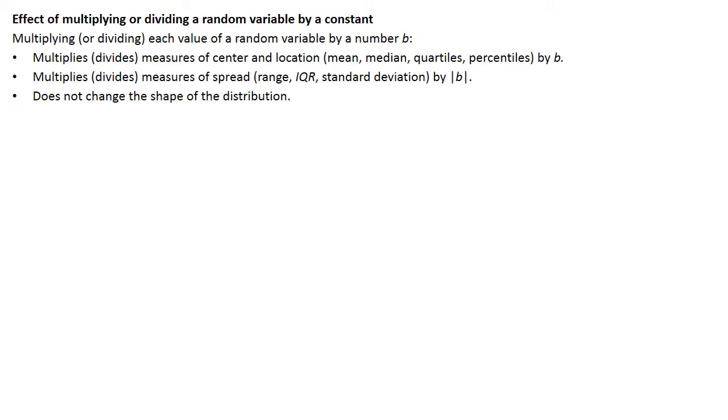So here's a summary of that. If we multiply by a constant, it multiplies all the measures of center and location and spread by that same value, absolute value if it's negative for spread, but we do not change the shape.